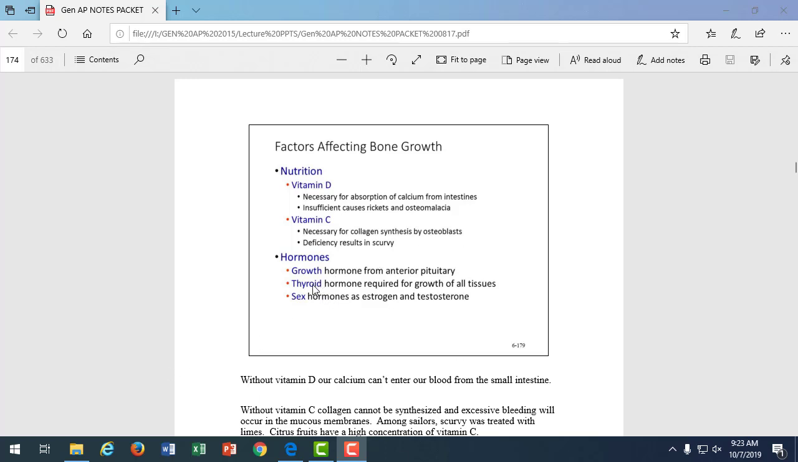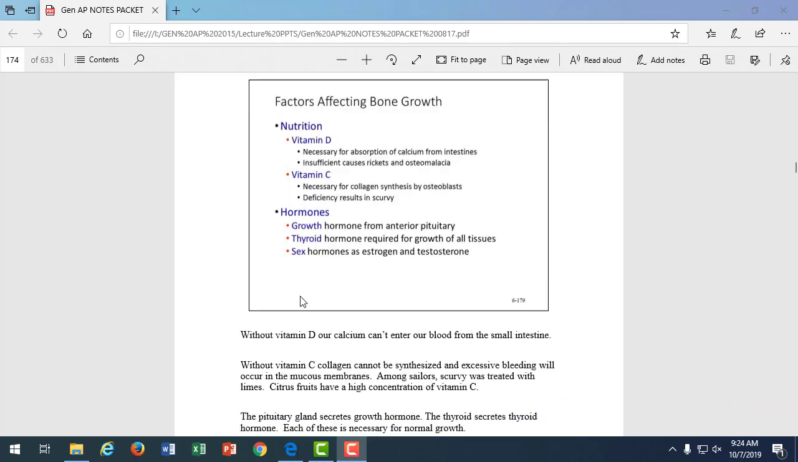Thyroid hormone is a metabolic hormone, so all cells need thyroid hormone for metabolism, and part of metabolism is growth. For those cells to do their job, they need receptors for thyroid hormone. So people that have low thyroid conditions in childhood are at risk of poor growth. So it's really important we get kids checked for thyroid.